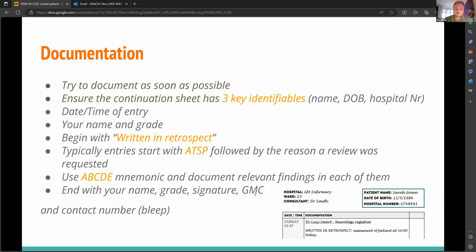You don't really see that, to be honest with you, that often, but it's encouraged to put down your GMC number. Anyway, people can find it very easily, even on Google.